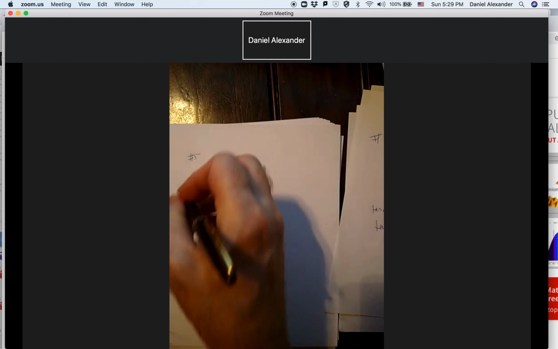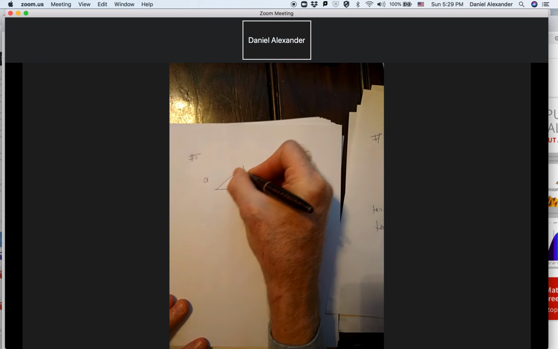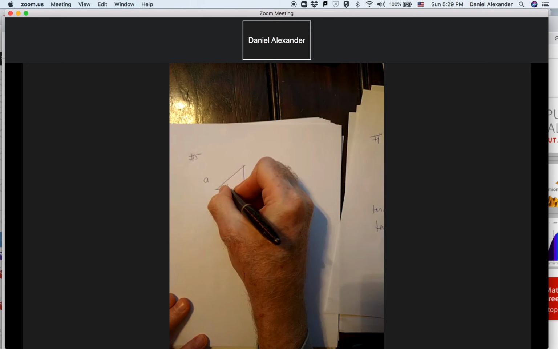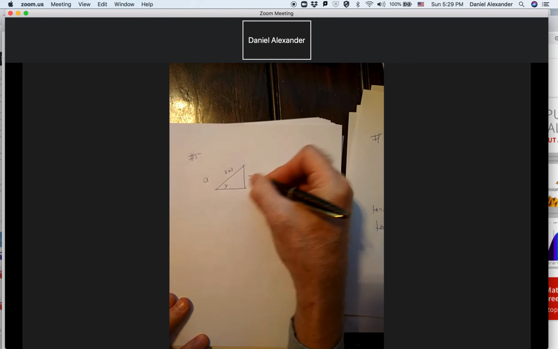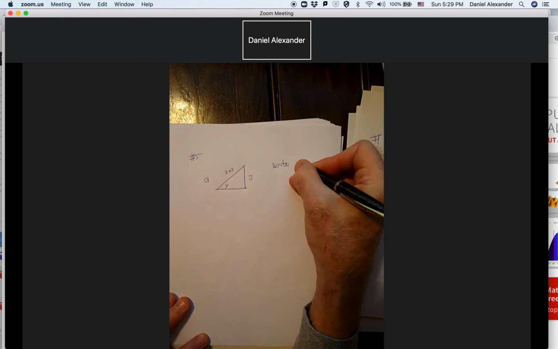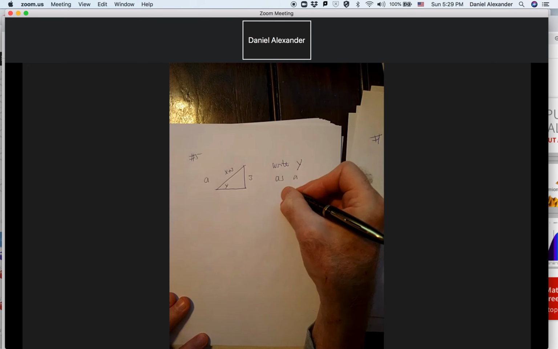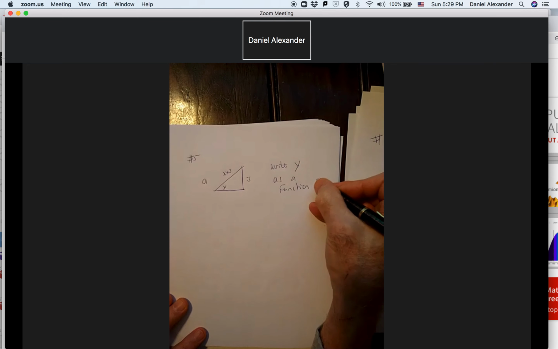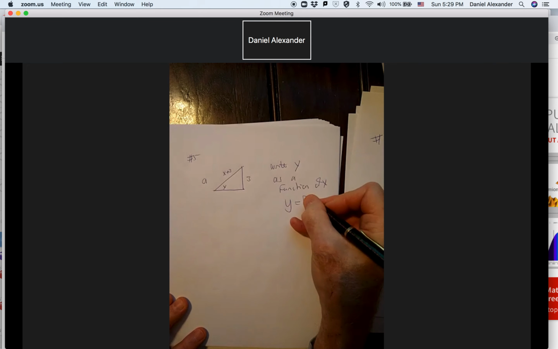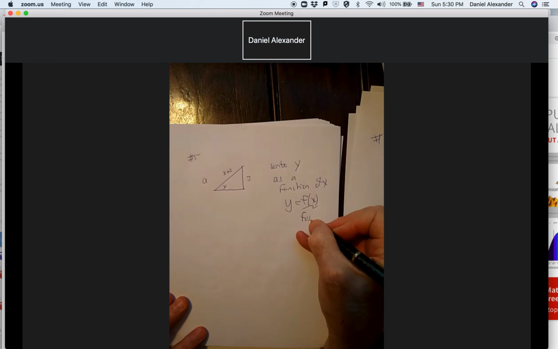So A, here's our triangle. And it says write as a function of x. Write the angle y as a function of x. And the way I translate that is I want something that looks like that. Some formula right there, a formula with x as the variable. So a formula in x.